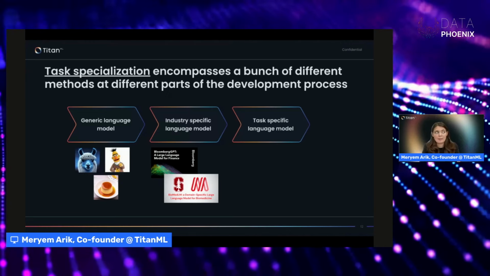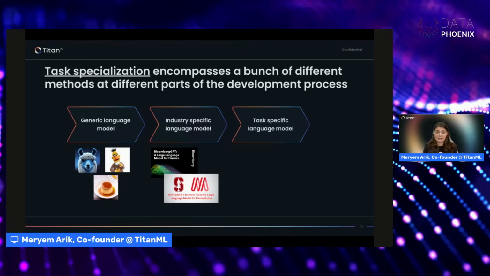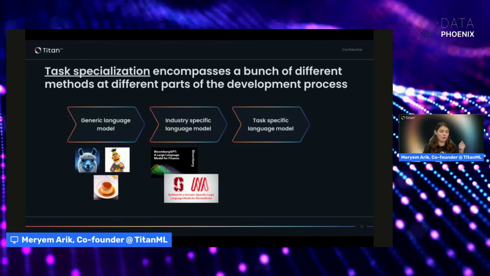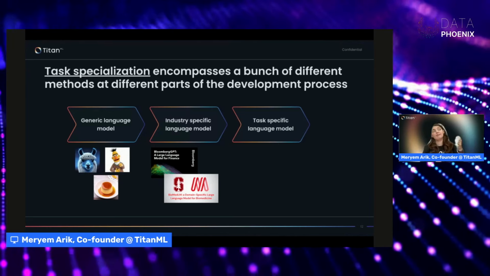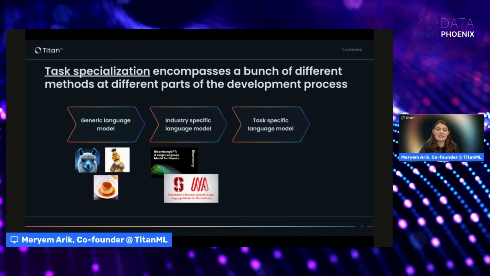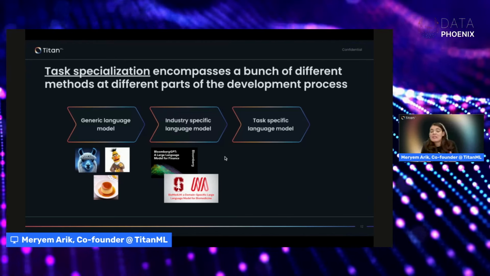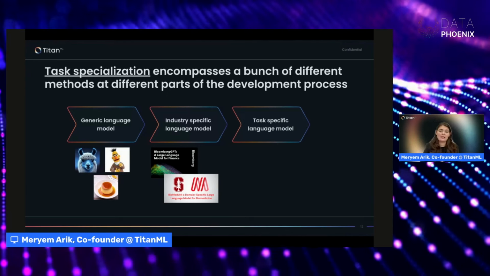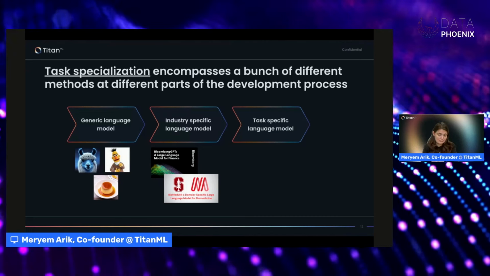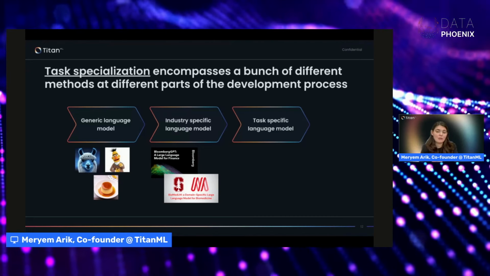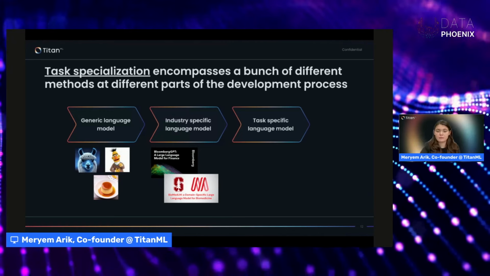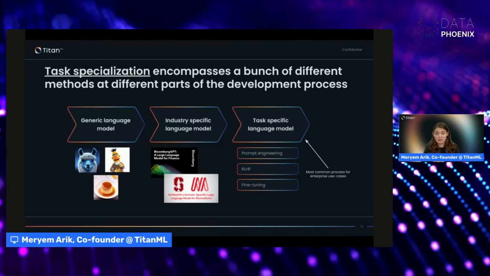Now, typically, as an enterprise, as a business, as a practitioner, I don't have to make either of these. The generic language models are made by your Facebooks, your Metas, your Googles, and really large tech companies. The industry-specific language models are typically made by research institutions or really large businesses. But for most enterprise use cases, you're looking at a task-specific language model. This is a language model that you're building to solve a particular task in your organization. And this is by far the most common process.